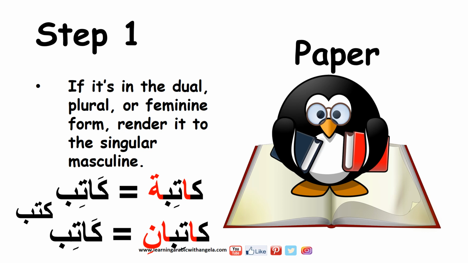Also, if the noun is in the dual, plural or feminine form, it has to be rendered to the singular masculine and then to the three-letter root. كاتبة, a writer, for the feminine, it has to be rendered to كاتب, writer, for the masculine, and then كتبة. كاتبان, two writers, masculine, has to be rendered to كاتب, a writer, and then to the root form كتبة.